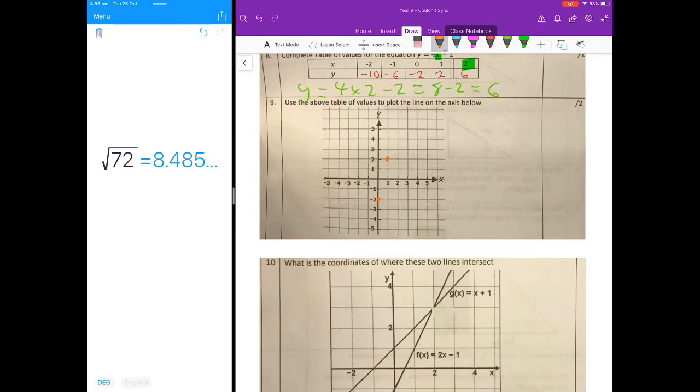2 across and 6 up. We can fit him on the grid pretty easy. Connect the dots, make the line, and of course the line continues for eternity, so we do have arrows on either end.